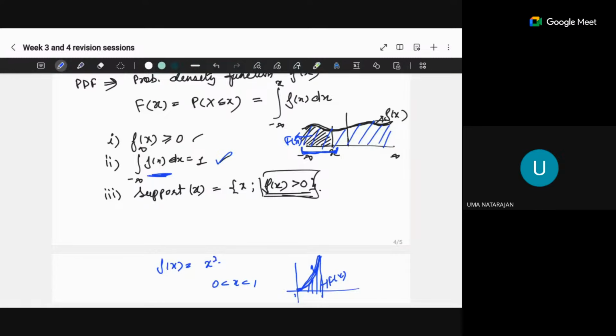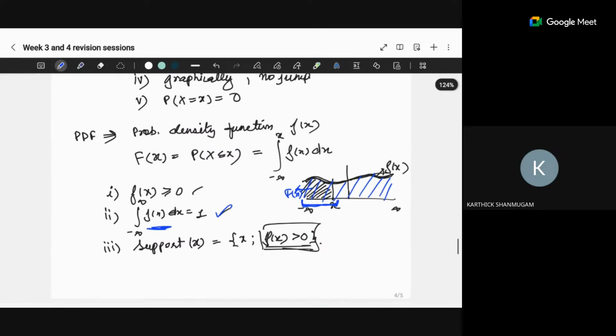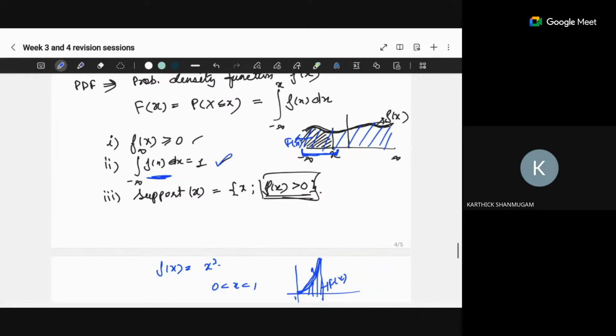Miss, is capital F(x) the notation for PDF? No, small f(x) is the PDF, capital F(x) is the CDF. Okay, so the CDF is the particular area, the specific area which we are selecting from the PDF, right? Correct.